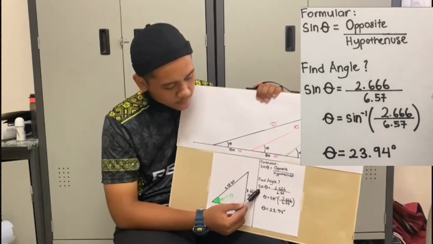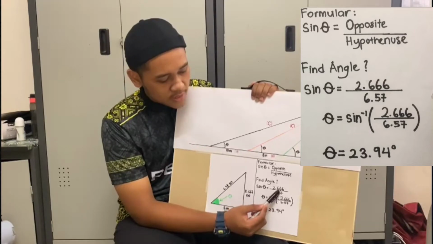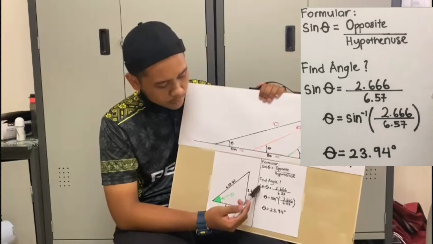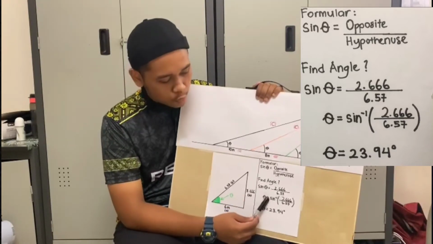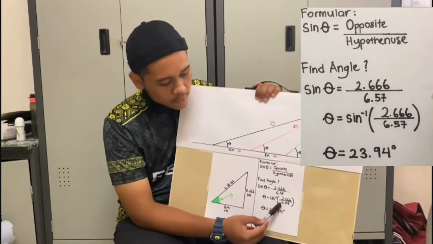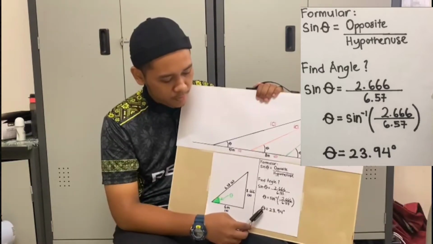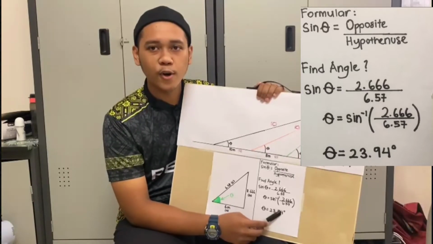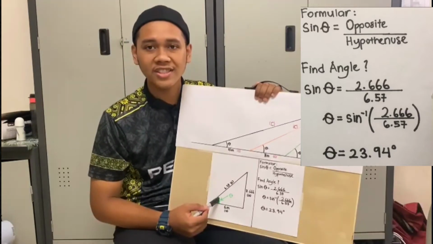So to find the angle, sin theta equal to 2.66 over 6.57. And we bring the sin to the right, and it will be theta equal to sin inverse in the bracket 2.66 over 6.57, and we count all of this, and the answer will be theta equal to 23.94 degree, and we find the angle for the first triangle.